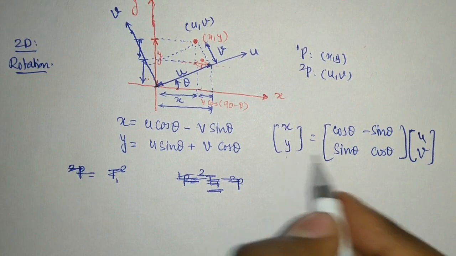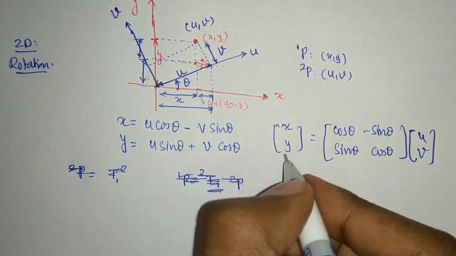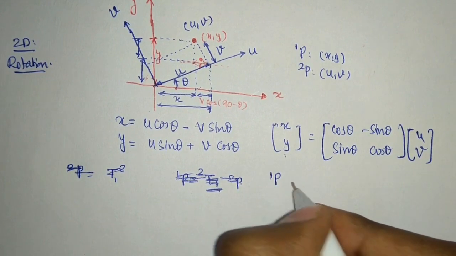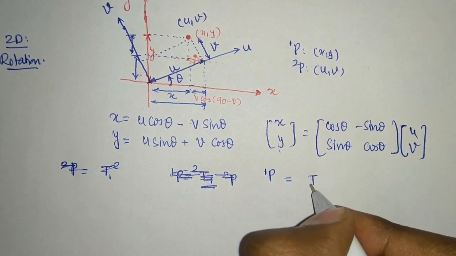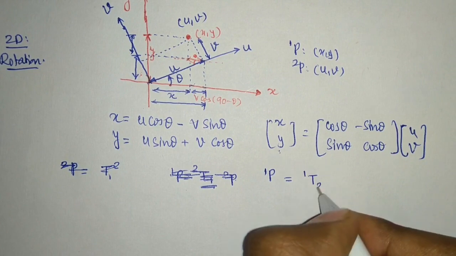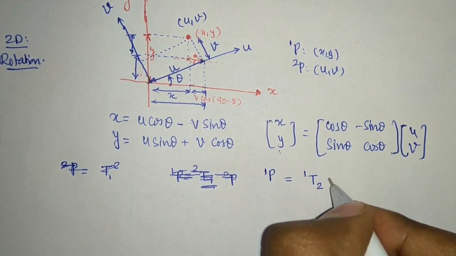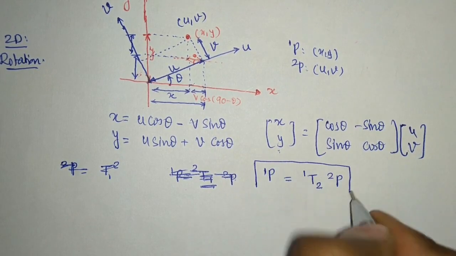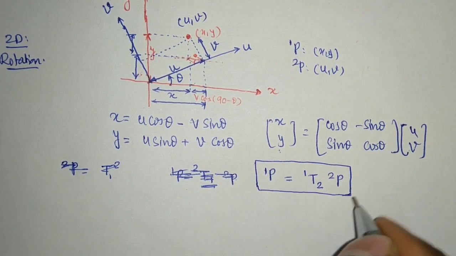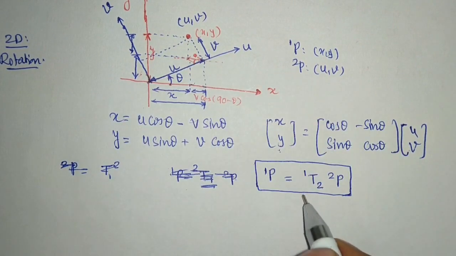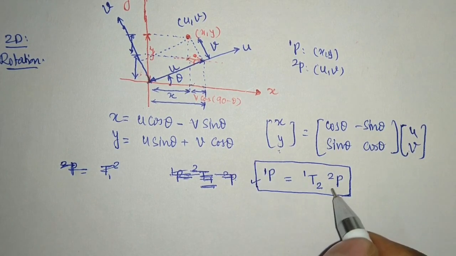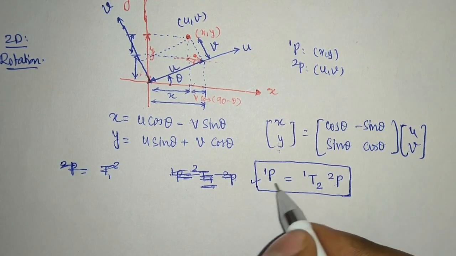So this relationship, xy and this matrix and uv, I can say xy is what? My 1p, the point with respect to frame 1, is equal to a transformation matrix between 1 and 2, 1t2, times 2p, which is my uv. So that sort of transformation I can use to get the coordinates. The point will remain the same, and if I change the frame definition, then I can get the different coordinates with respect to that. Okay, so in case I am given 2p, I can calculate 1p from here.